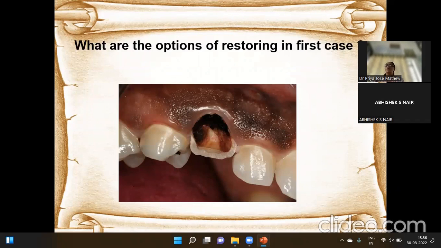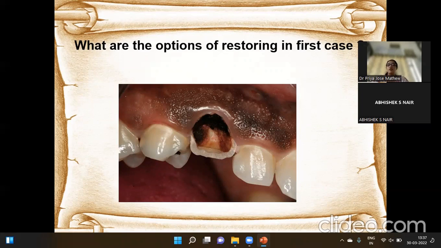Now, what are the options by which we can restore this tooth? You can see a deep caries in this region. That is a canine, which has a deep caries. So, how can we give a crown in this case? Actually, we can give a crown by two methods.